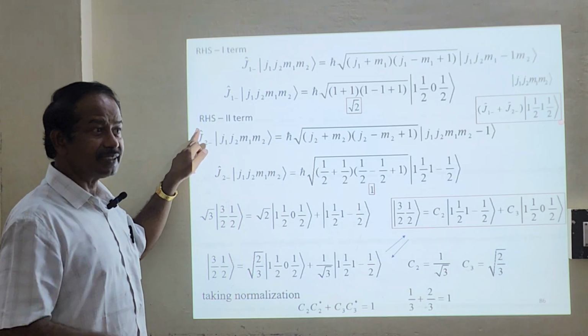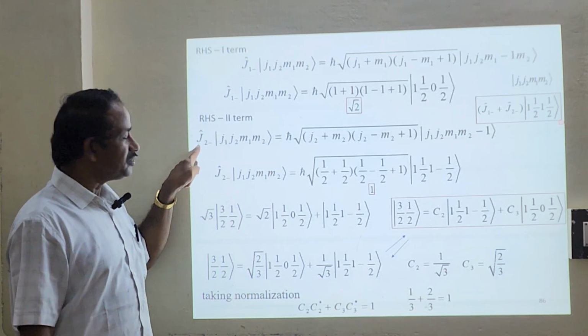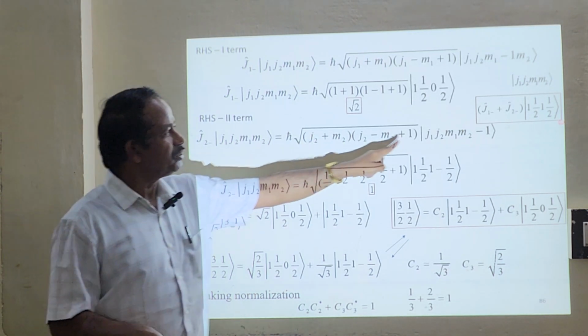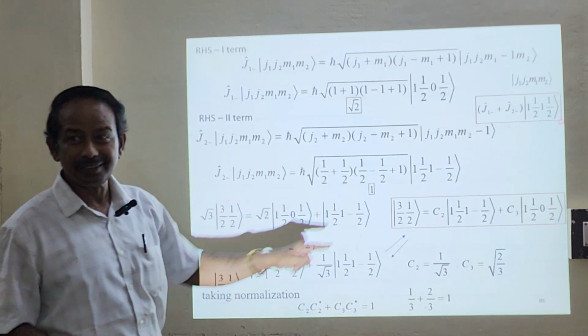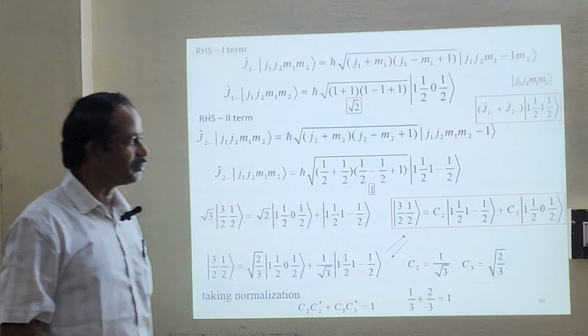Now we will go for the right hand side, second term. Now J2 minus will act only on m2, not on m1. So this will become only m2 minus 1, not m1 minus 1. m1 will be as it is, and m2 becomes m2 minus 1.